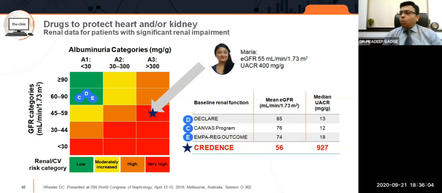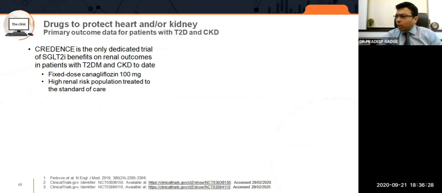Now, whatever studies have been done, DECLARE, CANVAS, and EMPA-REG, they have been done in the routine sort of patient. However, the first study on canagliflozin, the CREDENCE study, was done on patients who had low GFR. So it was shown that these patients significantly benefited. CREDENCE is the only dedicated trial of SGLT2 benefit on the renal outcome in patients with diabetes and CKD to date. In fact, this should be changed now. These are old slides. CREDENCE is one of the trials, you can say.